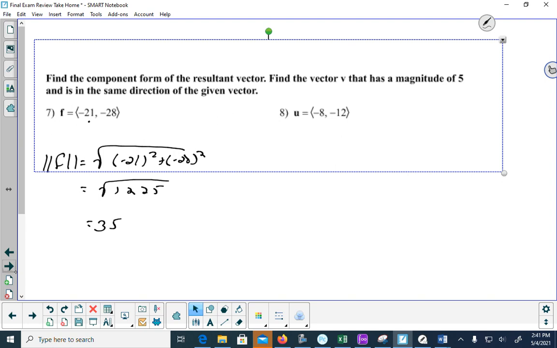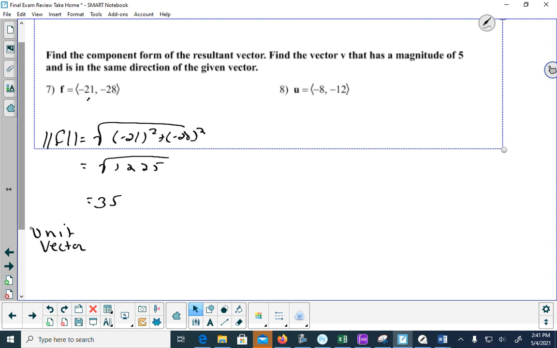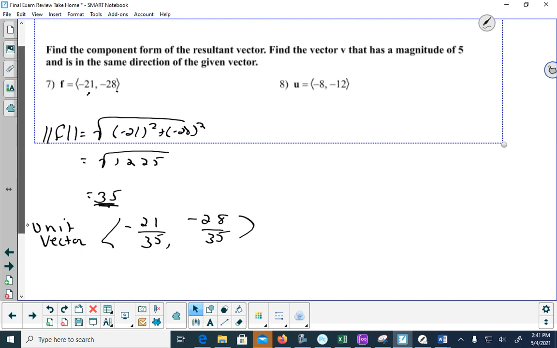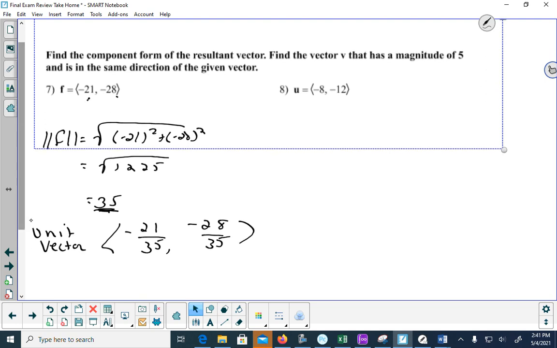So I'm going to find the unit vector. Remember, the unit vector is a vector that has a magnitude of 1. So right now it has a magnitude of 35. So I'm going to divide each one of these by 35. So -21 over 35 and -28 over 35. I might want to put those in lowest terms, but I might not. I don't know. And then this has a magnitude of 1 right now.